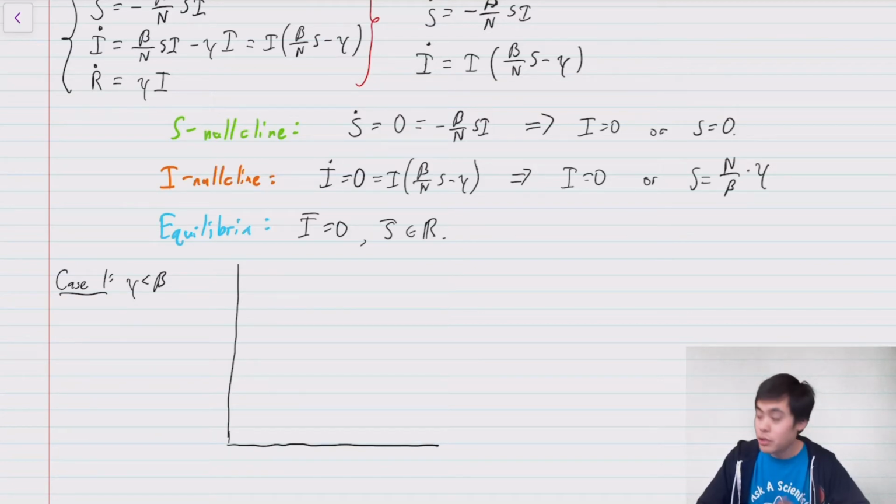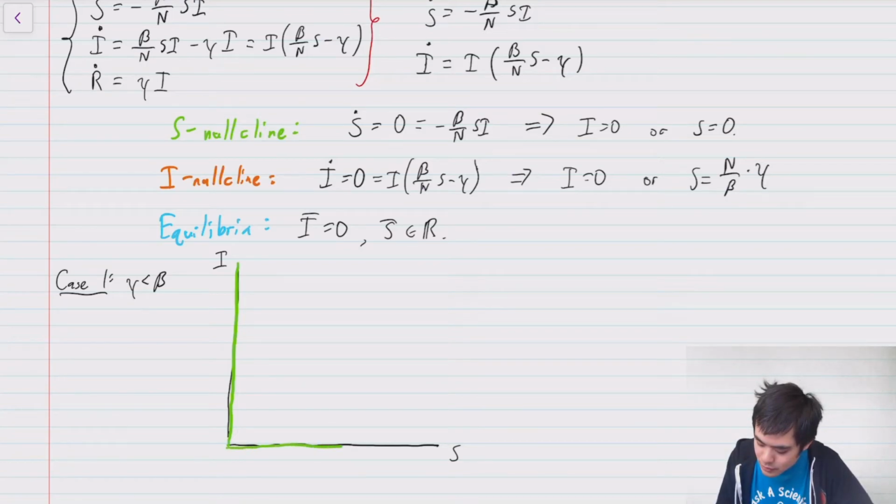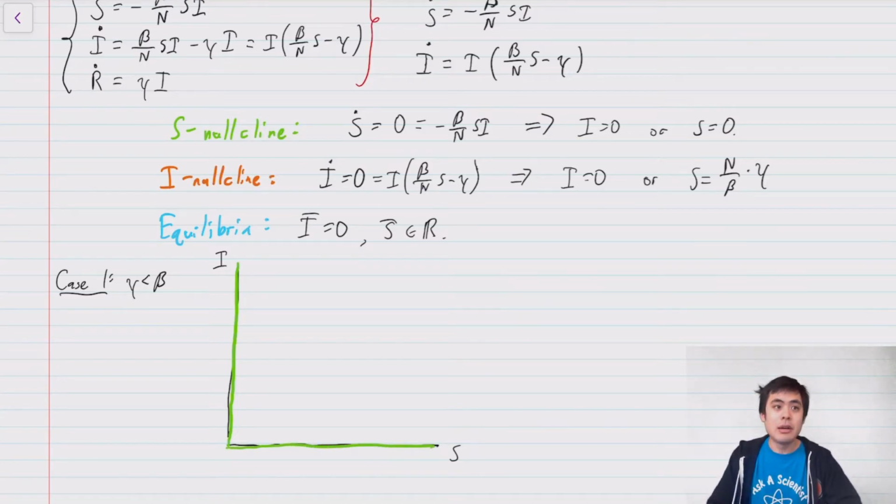Gamma is less than beta. We're only going to care about the positive quadrant, since we don't care about anything negative. And we have our S-nullcline. So our S-nullcline is just when I is equal to 0 or S is equal to 0. And we have our I-nullcline when I is equal to 0, or when S is equal to n gamma over beta.